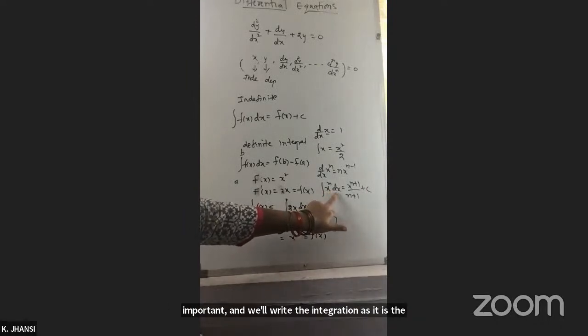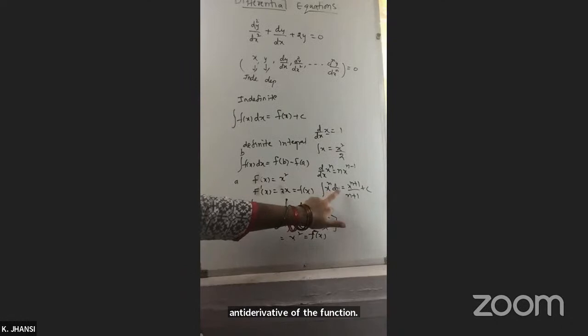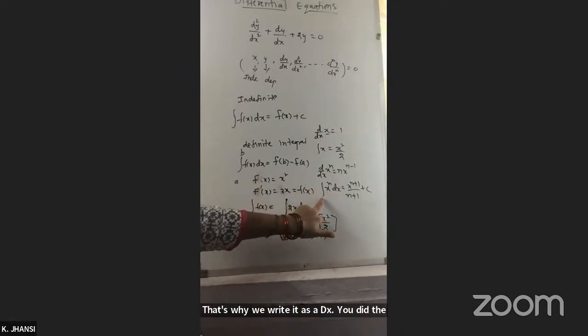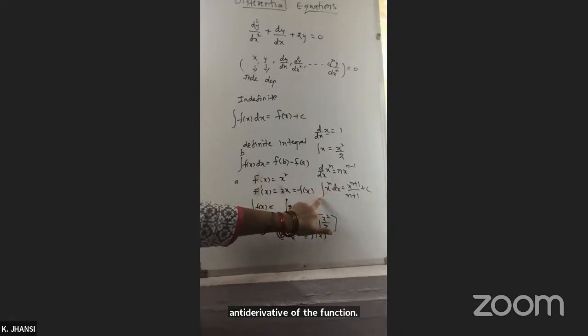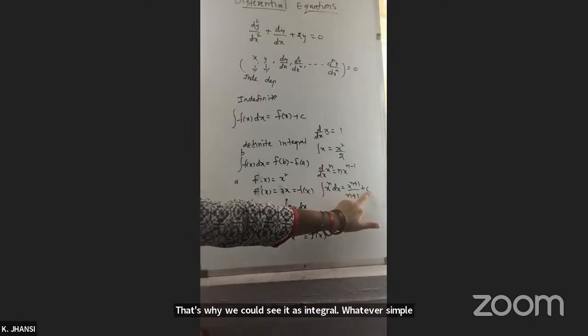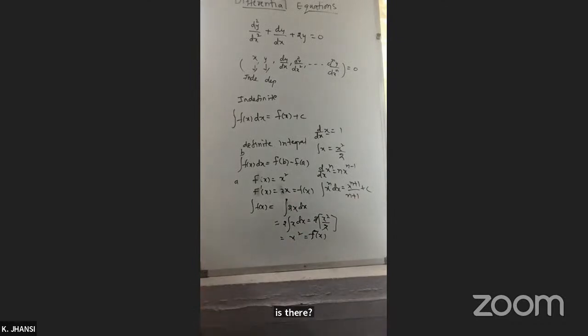That's why we'll write it as a dx. It is the antiderivative of the function. That's why we call this the integral. Whatever symbol is there, this is the integral. And whatever c is there, c is the constant of integration.